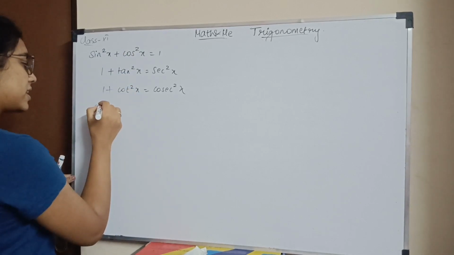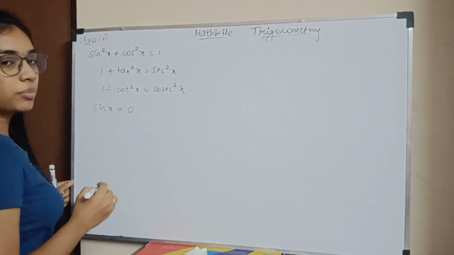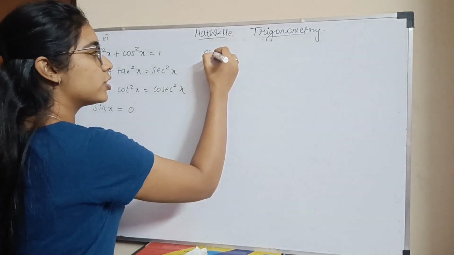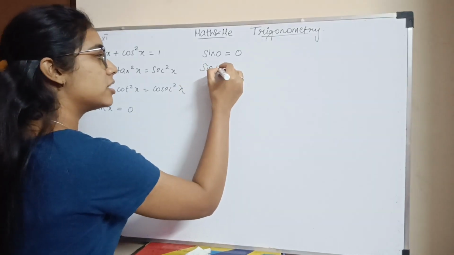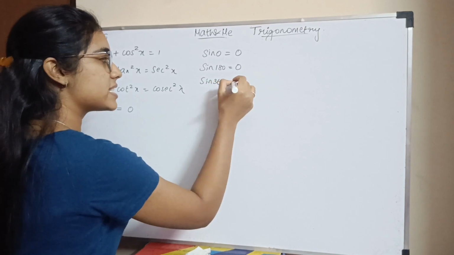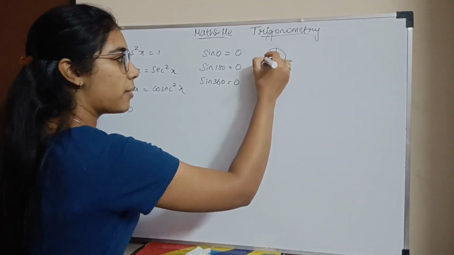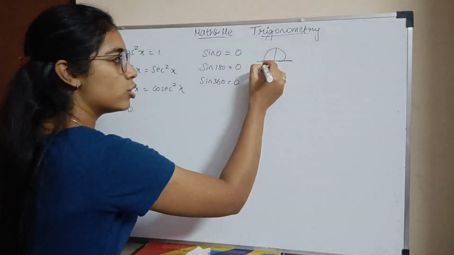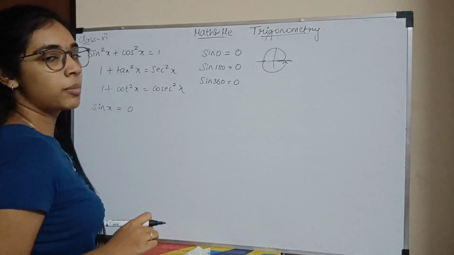Then there's another one. This is not a relation. Now, if sin x equals 0, what all values do you know? You know that sin 0 equals 0. Again sin 180 is 0. Similarly, sin 360 is 0 and so on. Basically on this graph, here sin 0 is 0. Then when it comes here, sin 180 is 0. If it makes a full rotation again, sin 360 is 0. So this is what you know about sin.